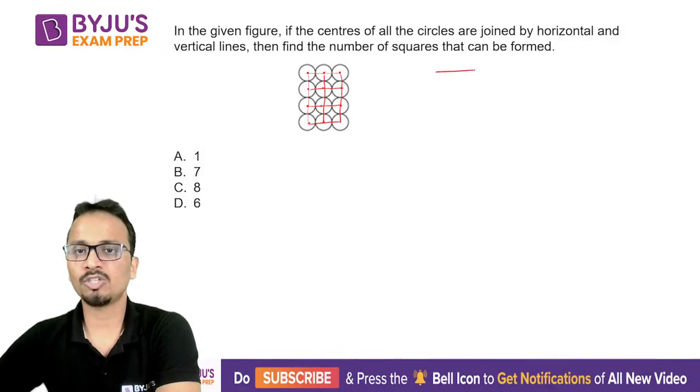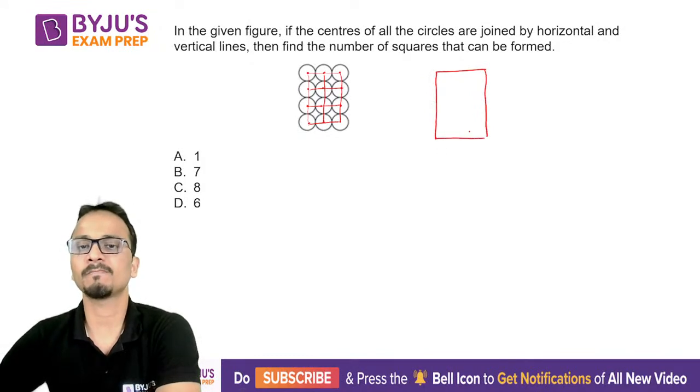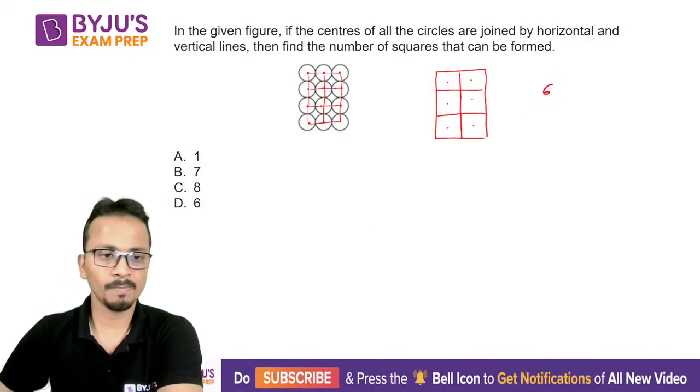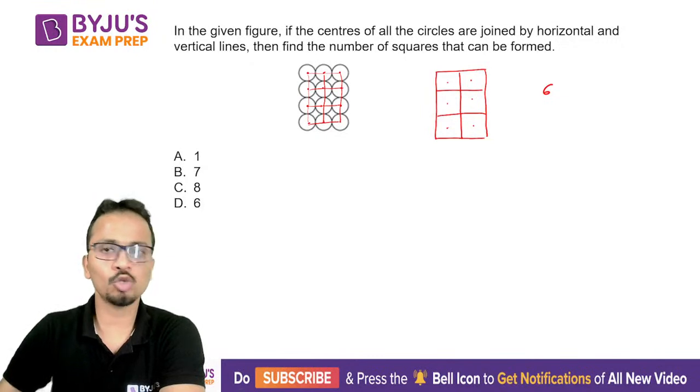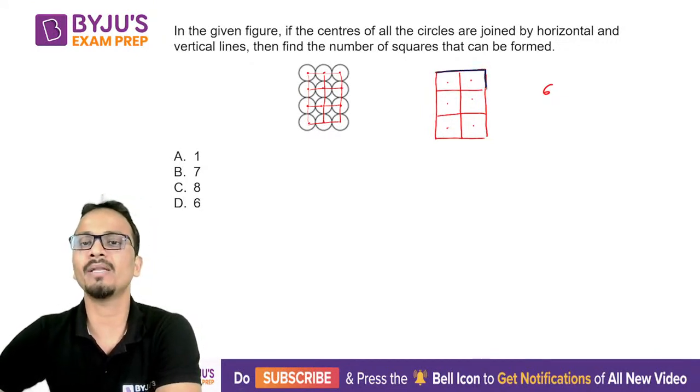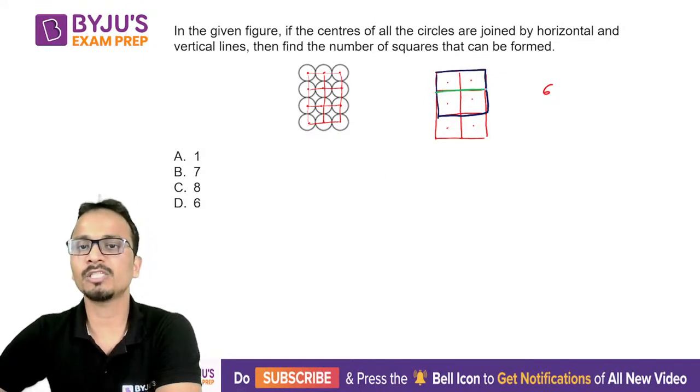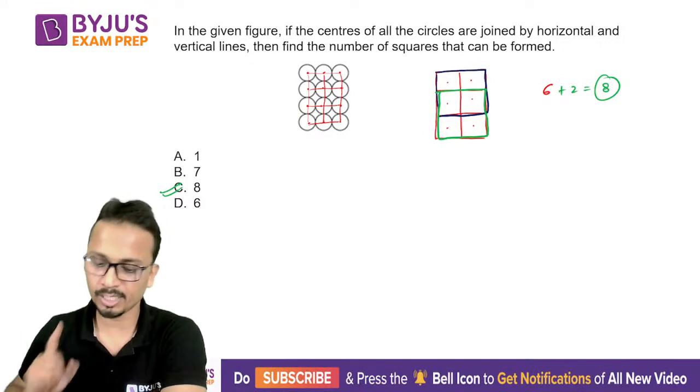Okay, so I'll draw it separately. So the figure will be something like this. All right, so I can see that there are 1, 2, 3, 4, 5, 6 small squares. Then you may form some more squares like this. So this is one big square. All right, and there will be another big square. I'll highlight it with green color. So this is another big square like this. So plus 2, and the final answer will be 8. So yes, in total there are 8 squares.